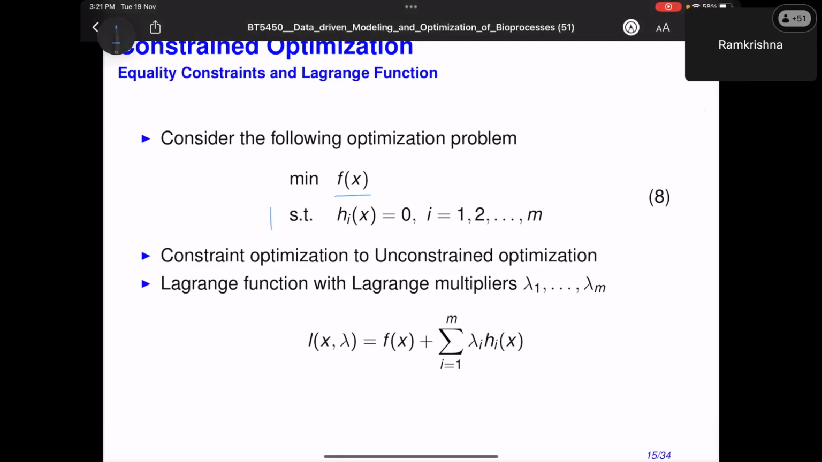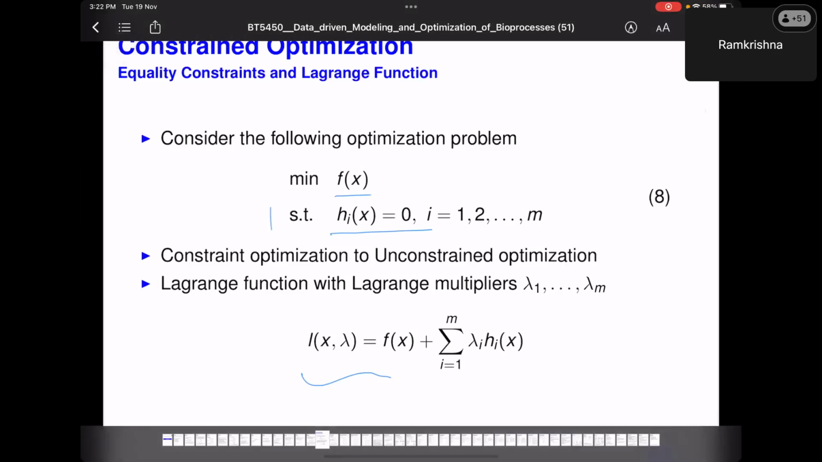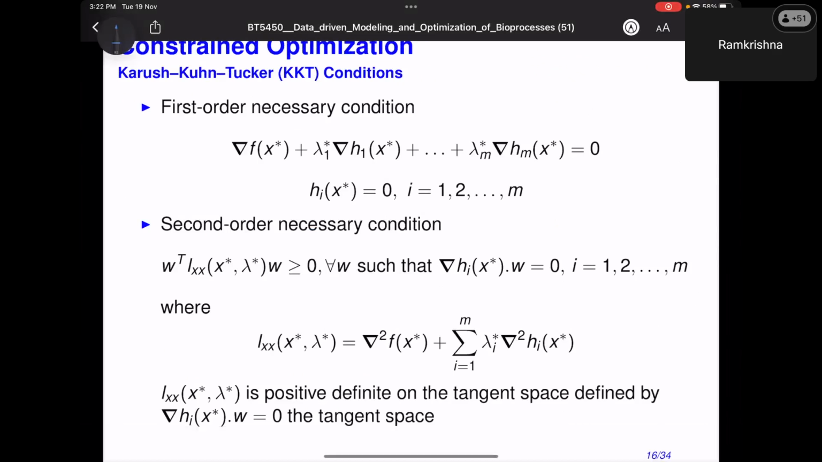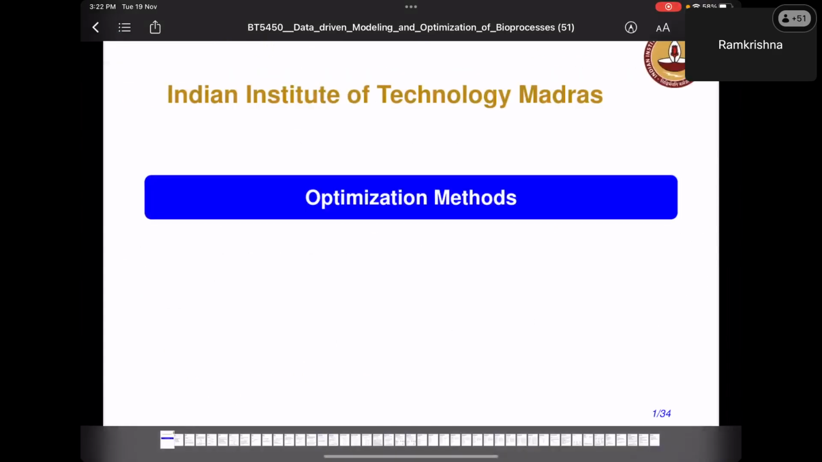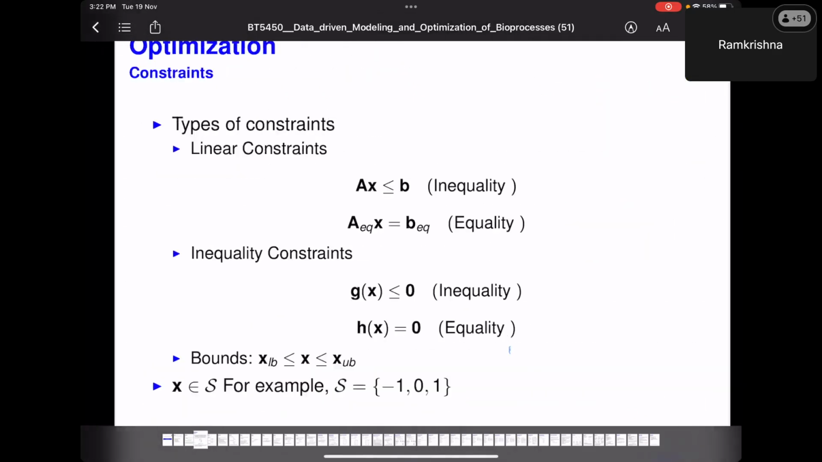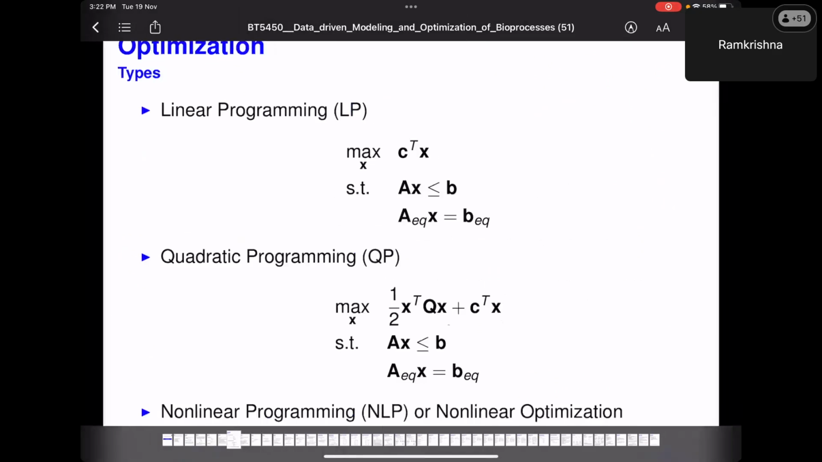F of x such that this is equal to 0. I define a Lagrangian function, and then I have my first order necessary conditions. Okay, and what were the second order conditions? So we'll go to start with constrained optimization to see what was the difference between the necessary and sufficient conditions.